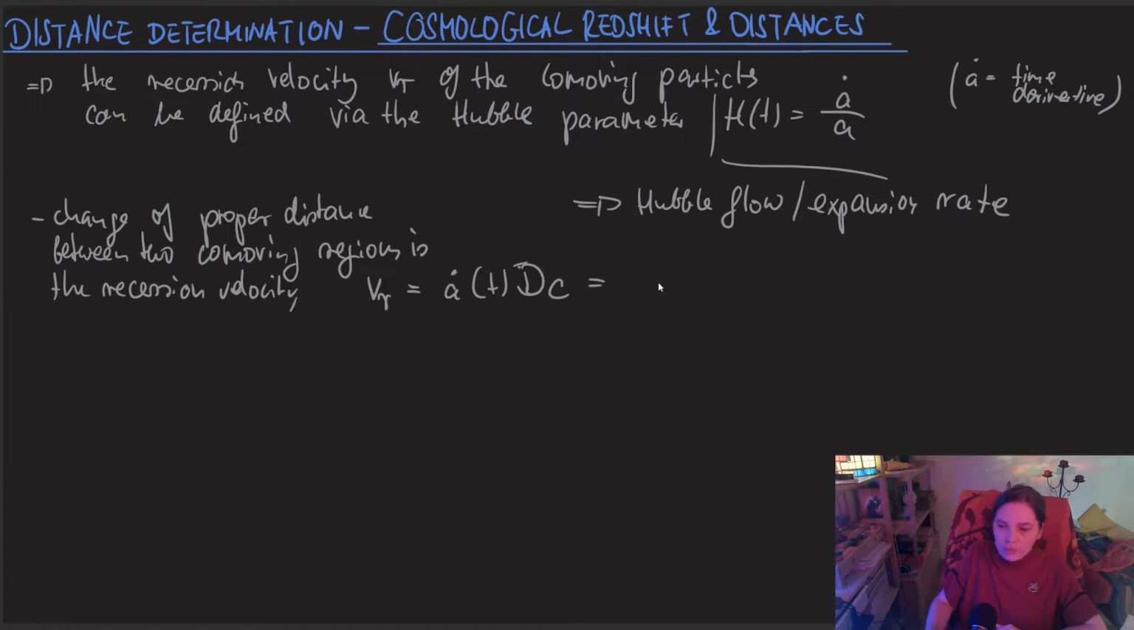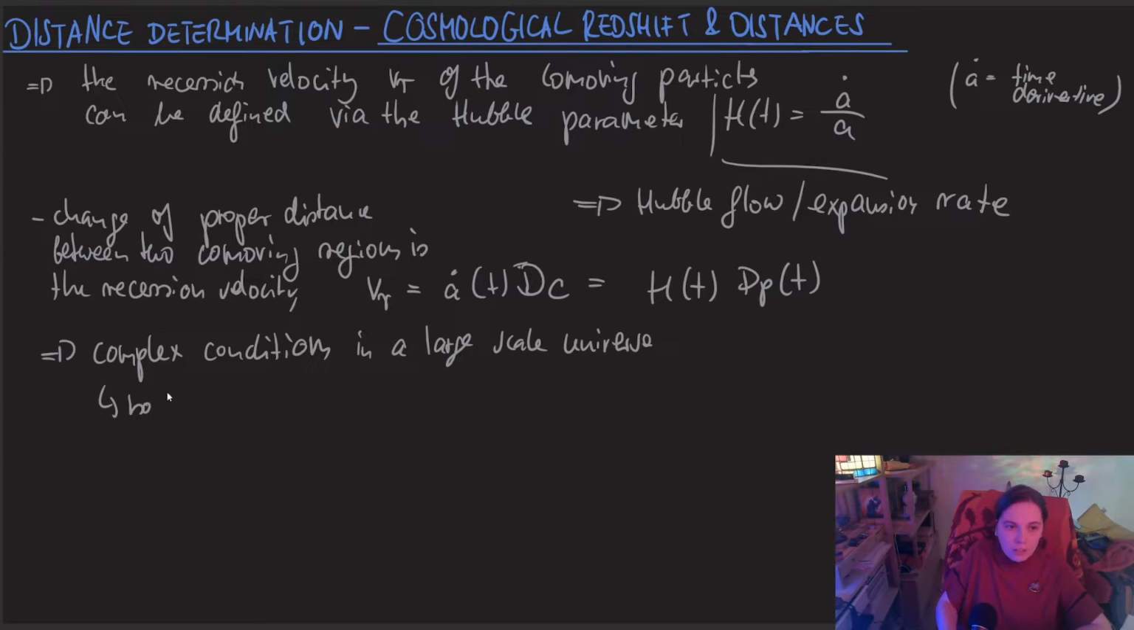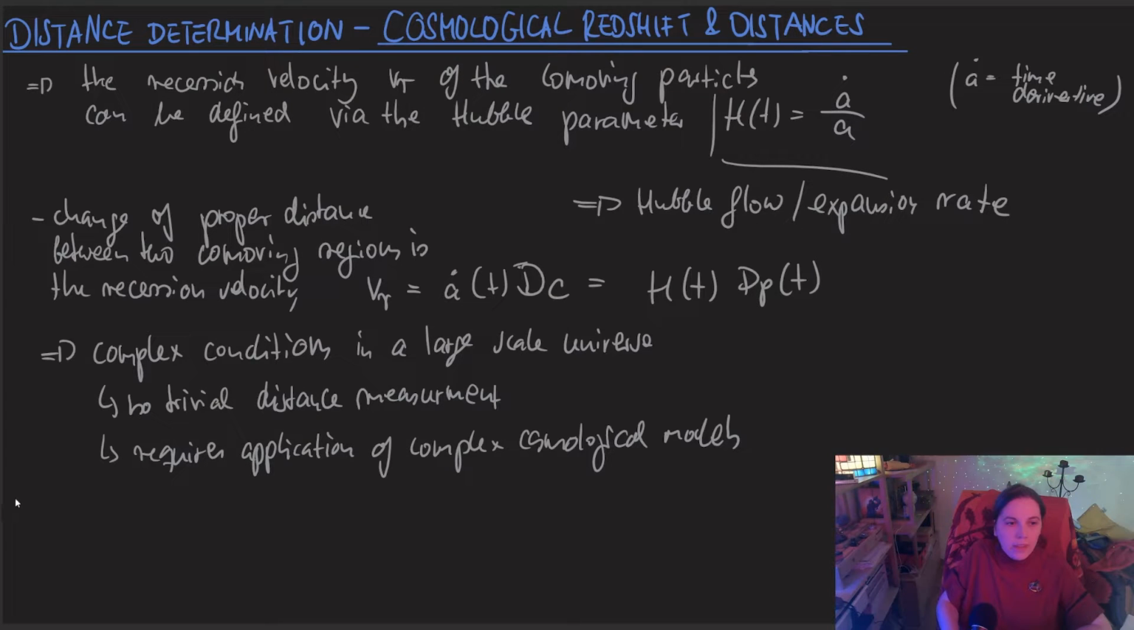So this is the co-moving distance. Or we can also use the Hubble parameter and put it in terms of proper distance. We have complex conditions in the large-scale universe, so there is no trivial distance measurement, and it requires application of complex cosmological models. I will hit you with the expansion equation. You don't have to remember or understand it. I just wanted you to have seen it.